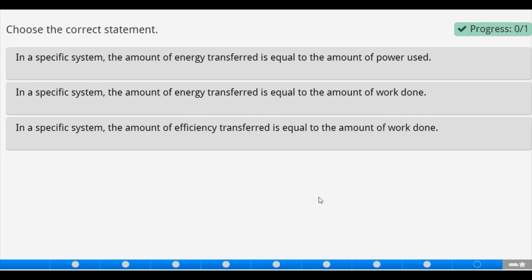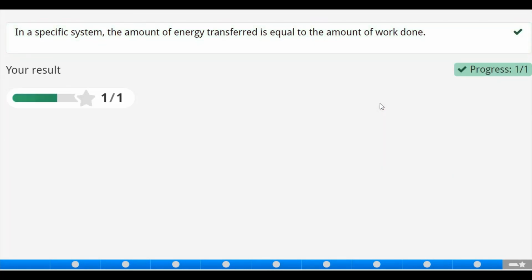Let's check the second statement. In a specific system, the amount of energy transferred is equal to the amount of work done. That statement is correct, because energy is equivalent to work done. They are both measured in joules or Newton meter. In a specific system, the amount of efficiency transferred is equal to the amount of work done. Efficiency and work done are not typically related, so the statement is false. The second statement is correct. So we pick that, and as you can see, that's correct.